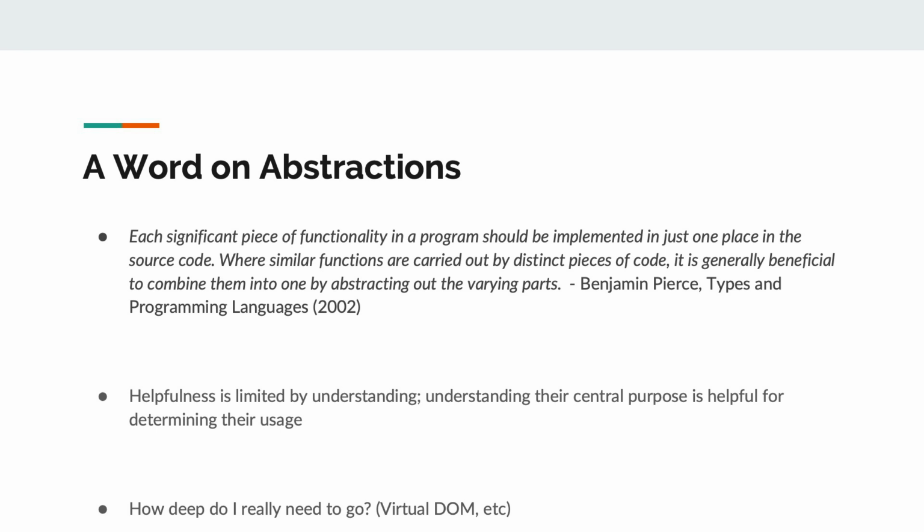So quick definition, this is from Types in Programming Languages. So the abstraction principle basically says that each significant piece of functionality should be implemented in just one place in the code.